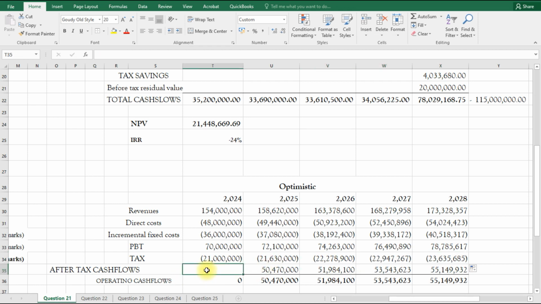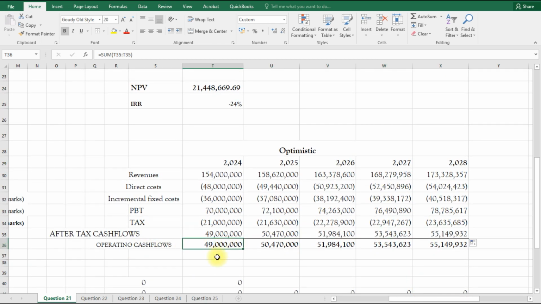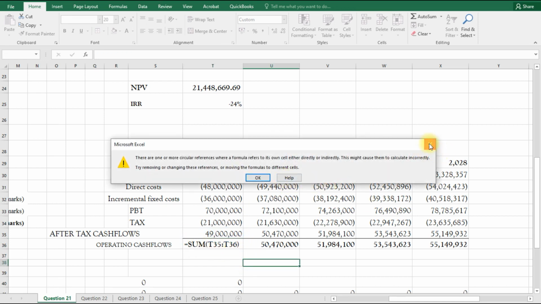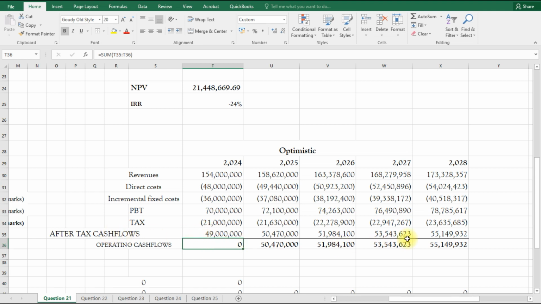And this one equals these two. I enter, I autofill that, and I get our operating cash flow. Alt equals after tax cash flow. So here we don't have operating then, because it should be the same value. The after tax cash flow will be the same as our operating cash flow, because we don't have the capital allowance in this particular question. So those will be our operating cash flow, regular, even have finished under the after tax cash flow.